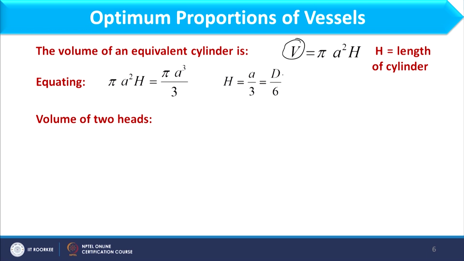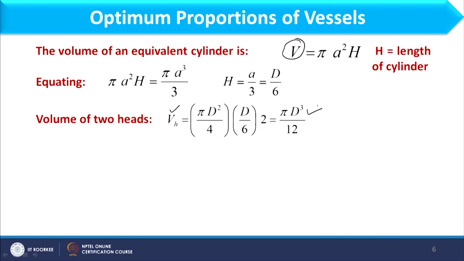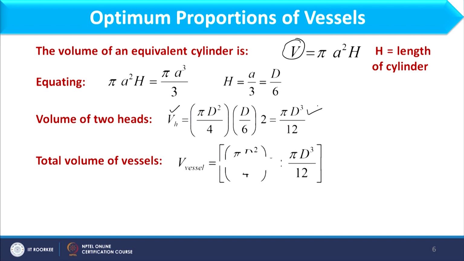Now, the volume of two heads, that is Vh, would be equal to pi d square by 4 into h. So, h is d by 6 into 2, because two heads are there. After resolving this we have pi d cube by 12. So, this is the total volume of the heads. Now, the total volume of the vessel is the volume of the cylinder plus the volume of two heads. So, here we have the volume of the cylinder, that is pi d square by 4 into L, plus pi d cube by 12, this is for two heads.